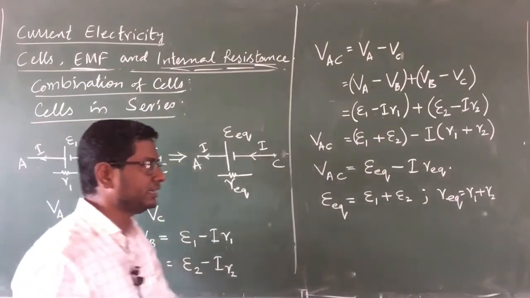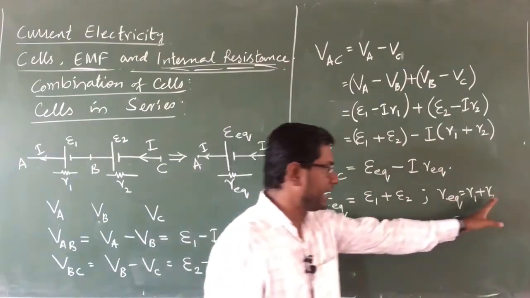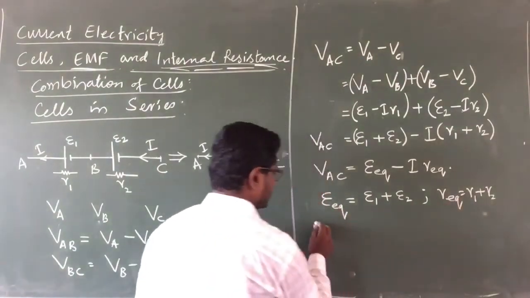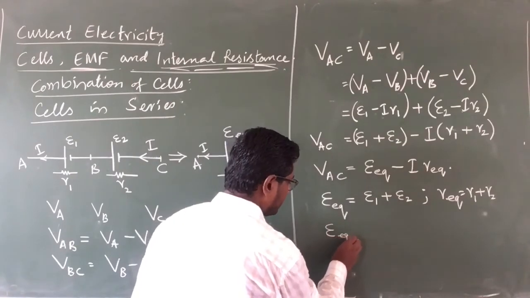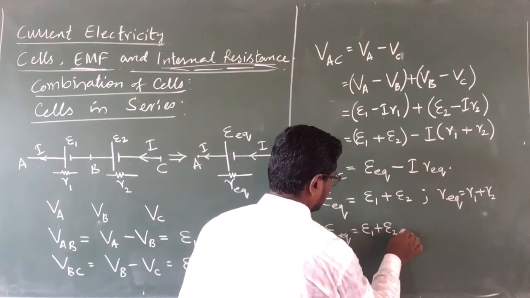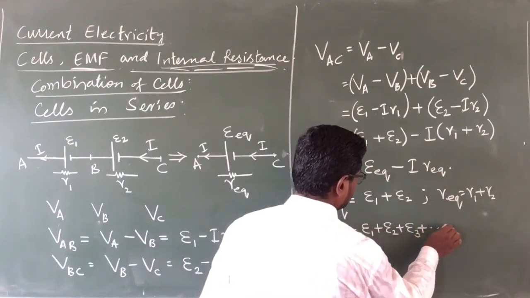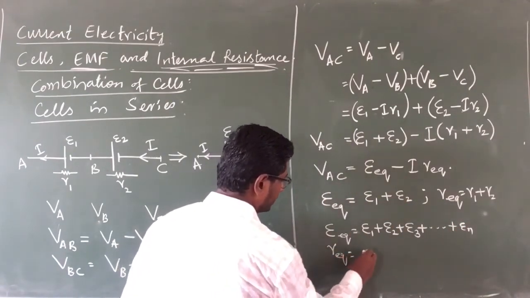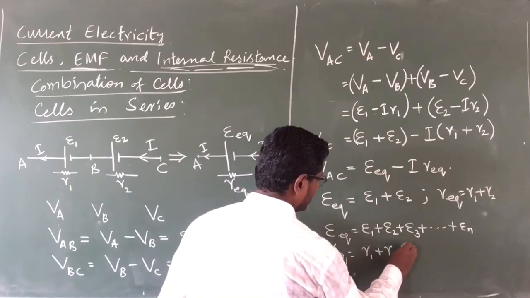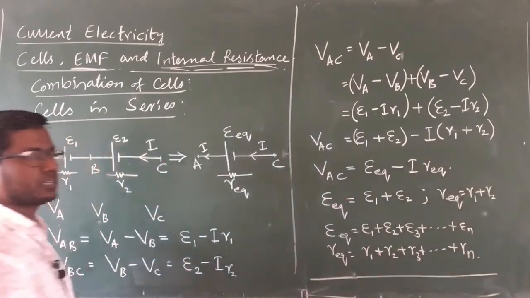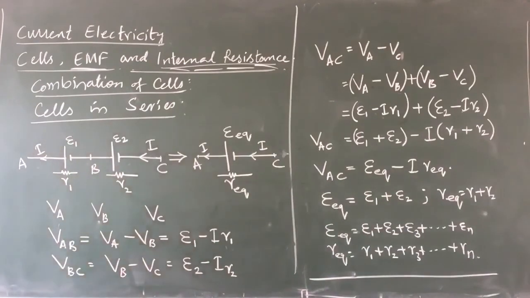If I have a third cell, I will just add epsilon 3 and I will add R3 to the resistance equation. So instead of having just 2, I can generalize it for N. Epsilon equivalent for N cells connected in series will be epsilon 1 plus epsilon 2 plus epsilon 3, and it goes on up to epsilon N. Similarly, R equivalent will be equal to R1 plus R2 plus R3, and it goes on up to Rn. So that is the generalized form of the equation which speaks about the cells connected in series.